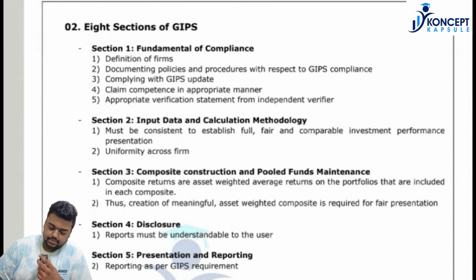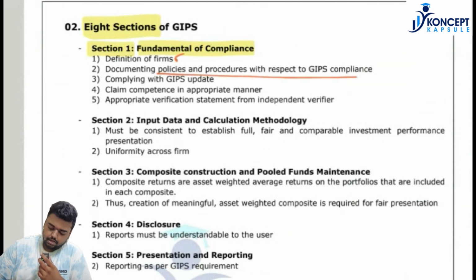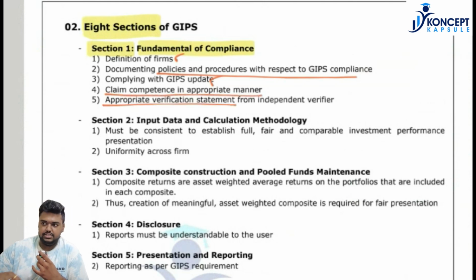First is what are the sections. You have to understand there are 8 sections of GIPS. Section 1, fundamentals of compliance. What is fundamentals of compliance? It will provide the definition of a firm. It will provide documenting policies and procedures. Complying with GIPS updates, because these standards are updated based on the new financial instruments and products that come into the market and the changes which are happening. Claim compliance in the appropriate manner, appropriate verification statement.